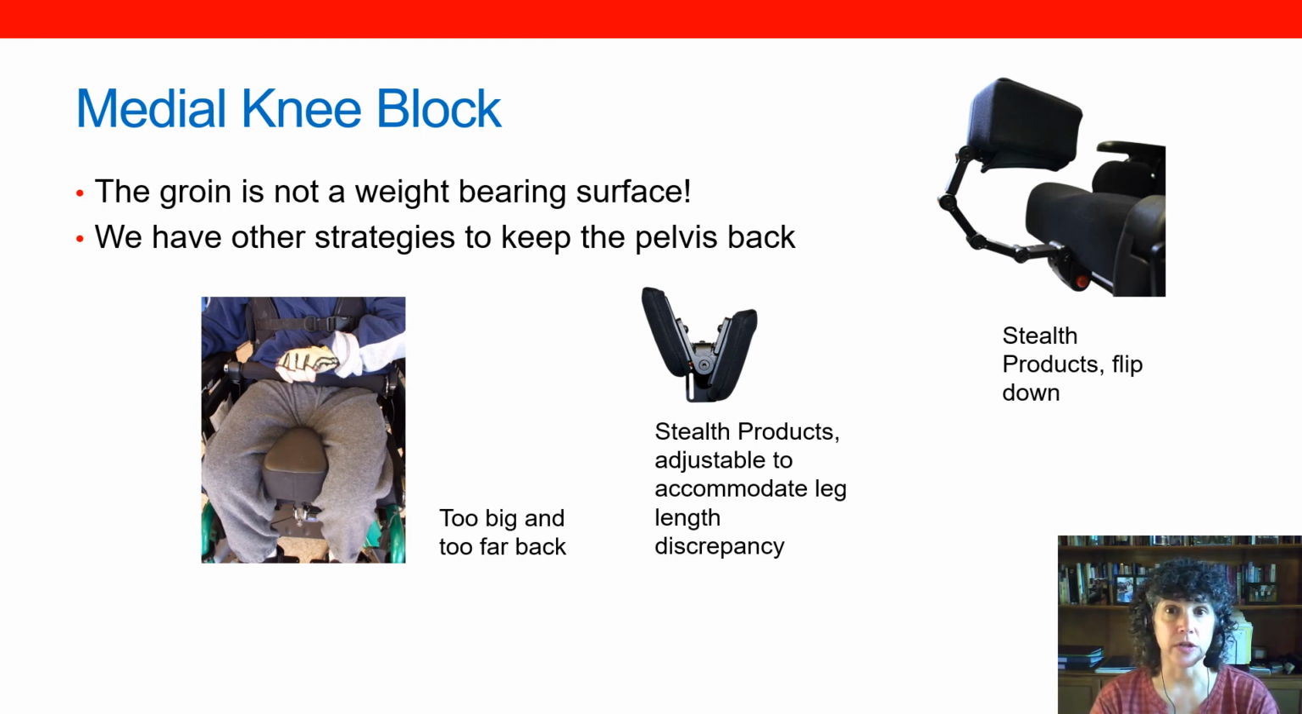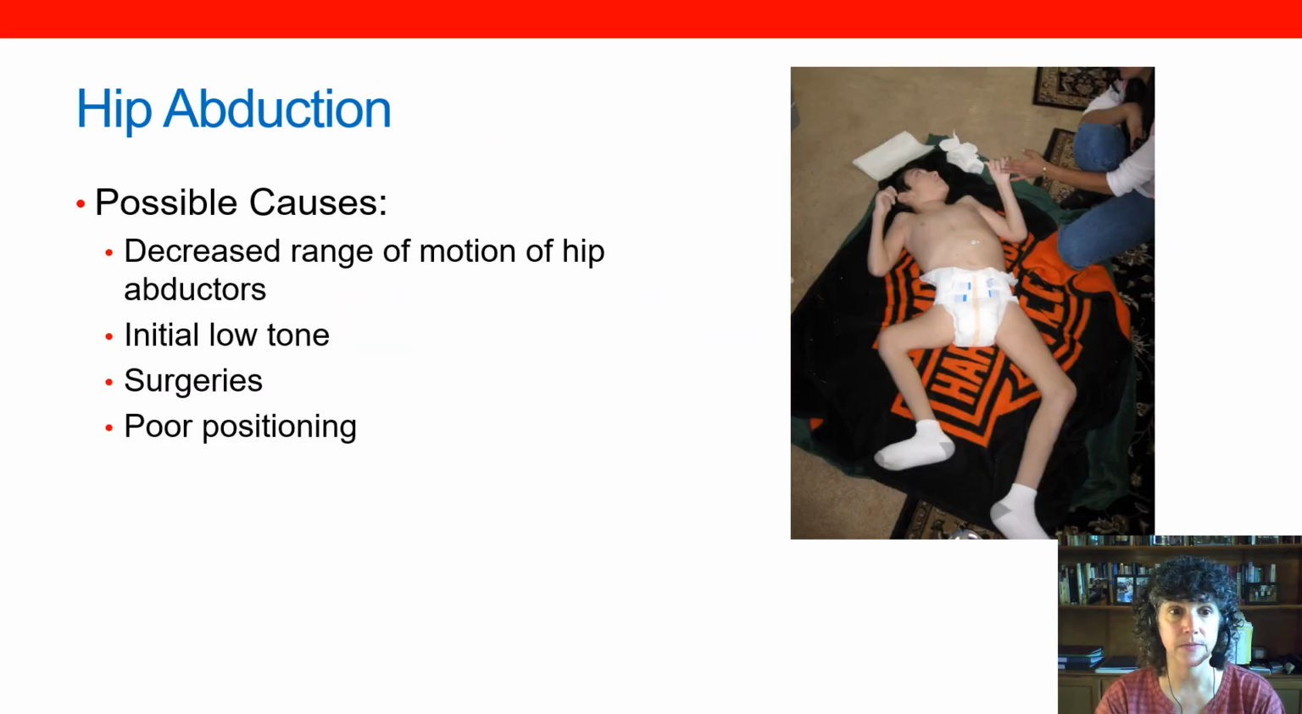If you notice here in the middle, this specialized medial knee support allows accommodation of a leg length discrepancy. We can slide each pad separately. And on the left, you can see a young man whose abductor is way too far back. It's too big. It's keeping his legs too far apart, and it's right in his groin. Again, we don't want to do that. It needs to be between the knees.